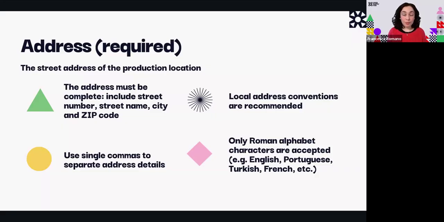We also use Google Map for geocoding, which means assigning GPS coordinates to an address. And the more complete your address is, the more accurate the GPS location will be, and also the positioning on the map. So make sure that the address includes the street number, street name, name of the city, and zip code if it's applicable. Follow local address convention if possible. Always use single commas to separate each component of the address. And then, same as name, only Roman alphabet characters.